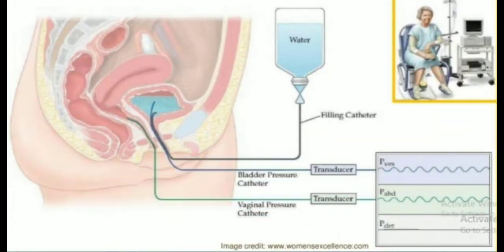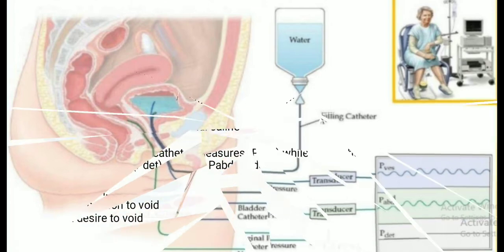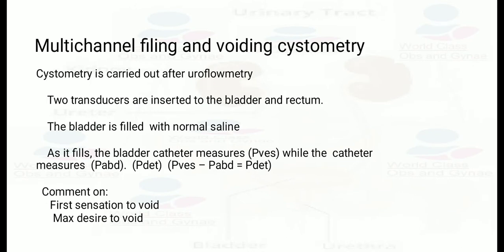Okay, so this is the picture showing urodynamic testing. Now, multi-channel filling and voiding cystometry. Cystometry is carried out under uroflowmetry. Two transducers are inserted into bladder and rectum. The bladder is filled with normal saline. As it fills, the bladder catheter measures the vesical pressure while the rectal catheter measures abdominal pressure.